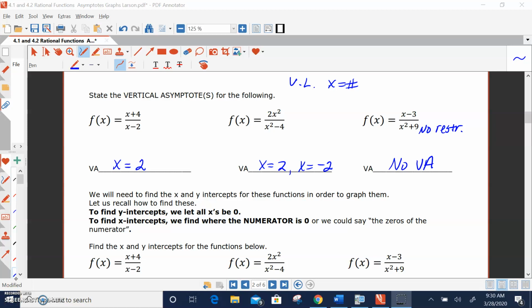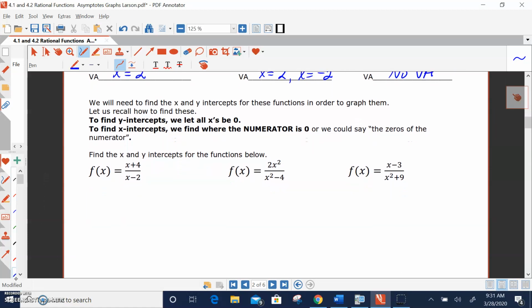Now that we know how to find the vertical asymptotes of our rational function, let's go and find some other information about it, like x-intercepts and y-intercepts. So let's recall how to find those. To find the y-intercept, we just let all the x's be 0. Basically, plug in 0 for every x. To find the x-intercepts, what we need to do is find out where the numerator is equal to 0. Or we're basically finding the zeros of the numerator.